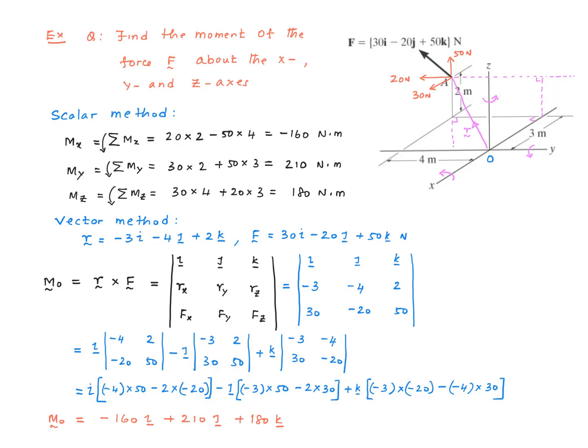Alright, so here are the details of the vector method. You can easily follow through, and eventually we get the same results, right? So this is the MO vector. You can see the x component is 160 minus 160, which is exactly the number we got by the scalar method. The y component is 210, and that's what we got over here. And the z component is 180, and that's what we got over here.